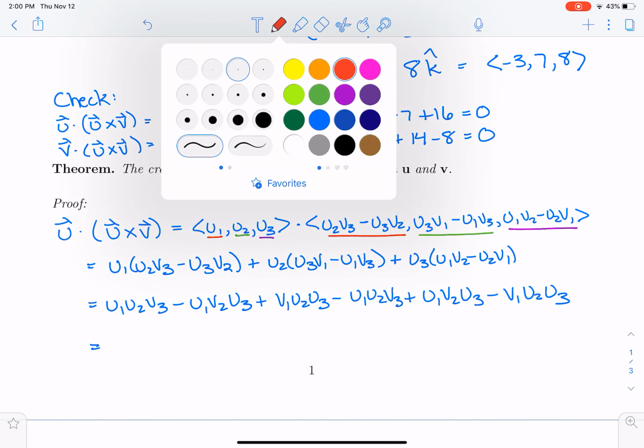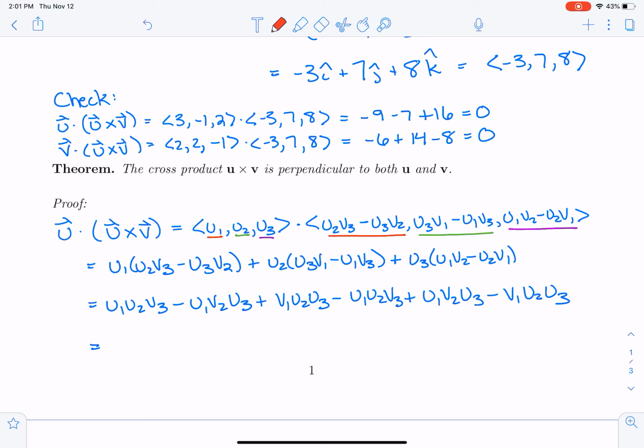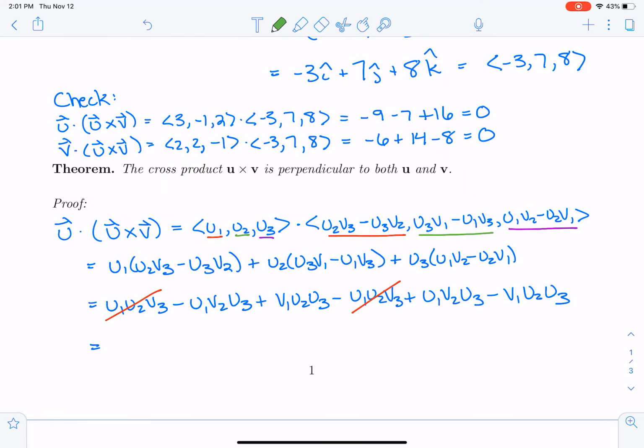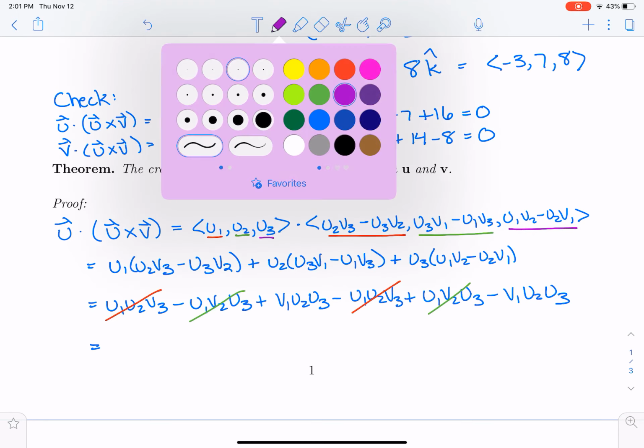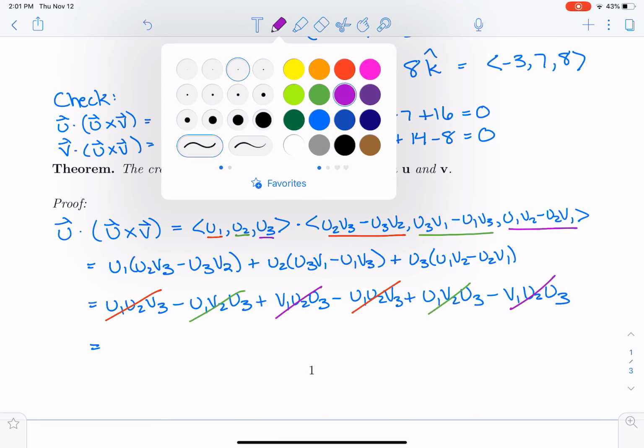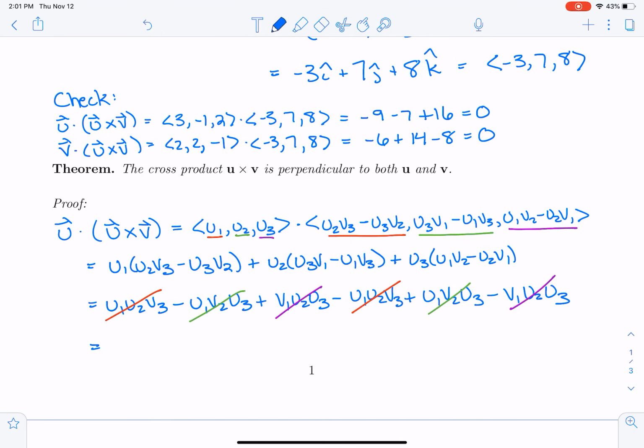Okay. Now, u1, u2, v3 is the first term, and here, I can cancel that with a minus u1, u2, v3. Negative u1, v2, v3, that's the second term. I can cancel it with this positive u1, v2, u3. And then finally, v1, u2, u3 cancels with v1, u2, u3 with a negative at the end there. So in fact, we have that u dot u cross v is in fact equal to 0.